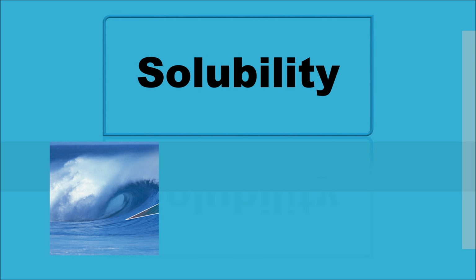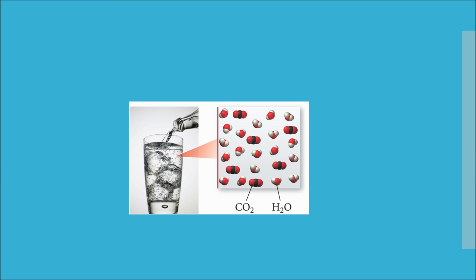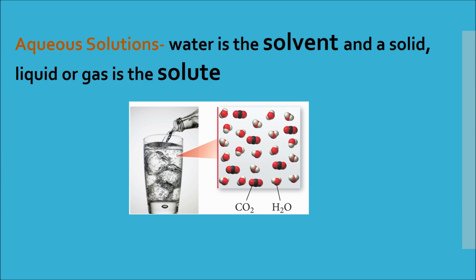Looking at seawater, it is a solution. It is composed of a homogeneous mixture of two or more substances or components. The majority component is water, and that is what we call the solvent. The minority component is called the solute, which is the sodium ions, the chloride ions, and any other ions in solution. So when you look at an aqueous solution, water is the solvent, and a solid or a liquid, or even a gas, is the solute.